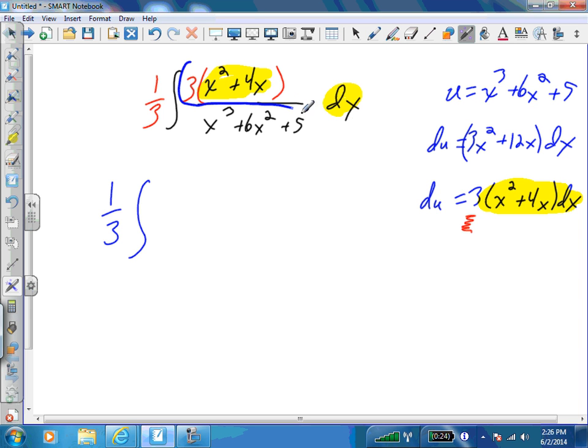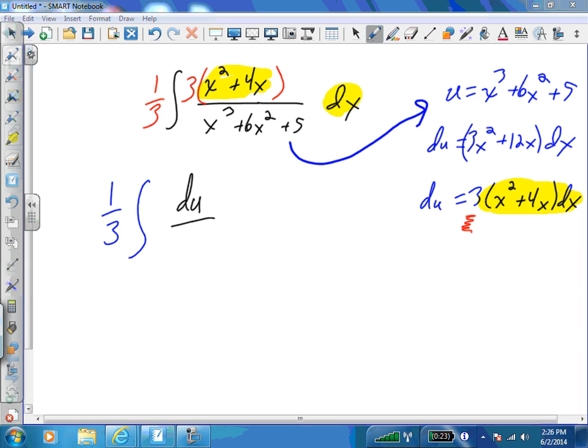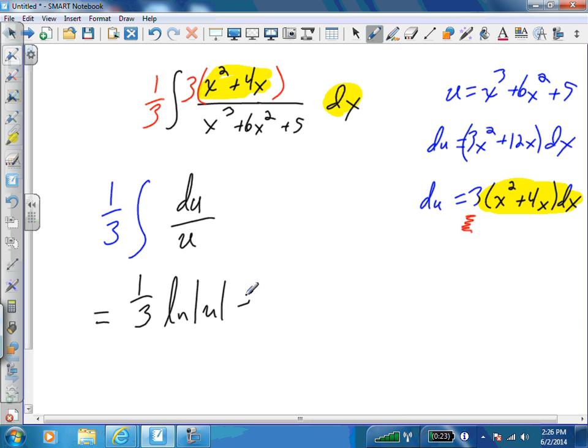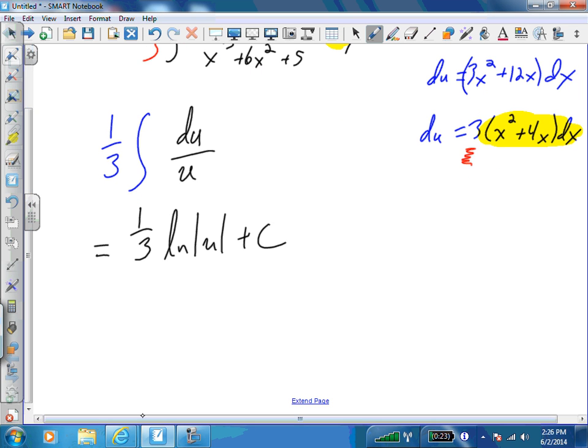We said that all of that is du. The denominator, that's what we called u. Well, that's something we know how to integrate. What's the antiderivative of du over u? Natural log absolute value of u plus c. So what is u? X cubed plus 6x squared plus 5.